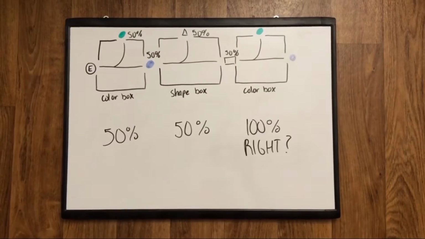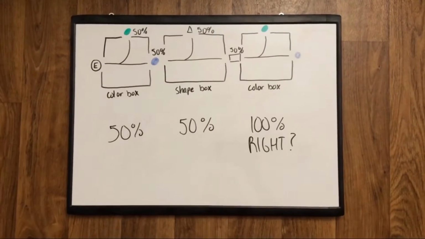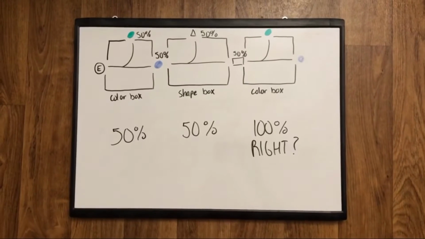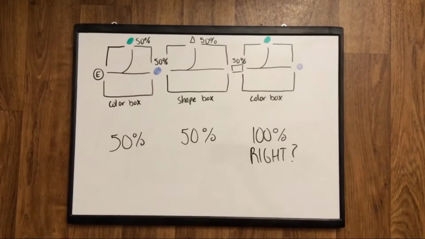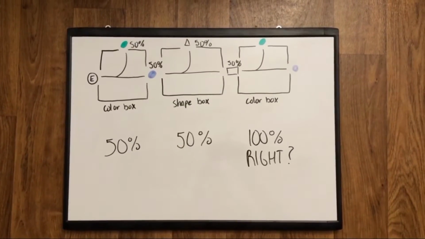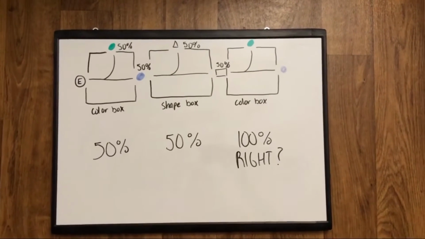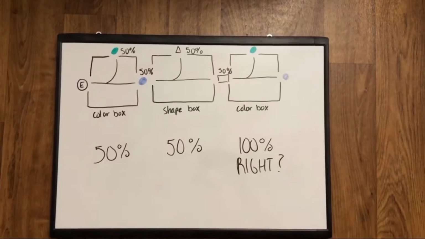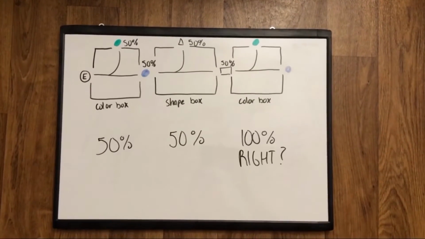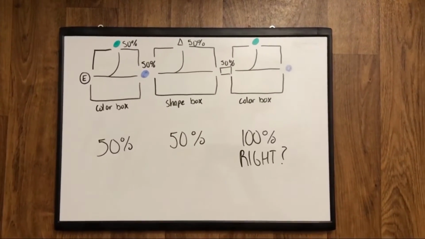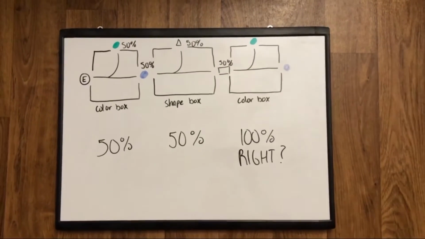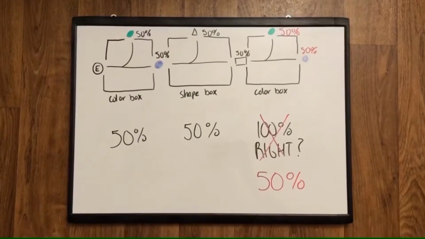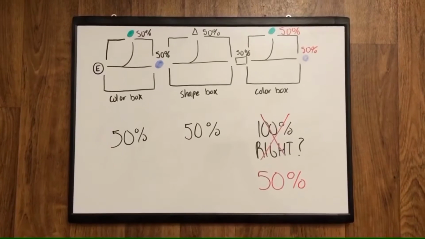Now let's test an electron for both color and shape. Putting an electron through the color box, we can see the 50%, and putting it through a shape box is also 50%. Since all we tested were blue electrons, you would assume that the outcome for another color box would be 100%, right? Actually, it turns out that the answer is still 50%.